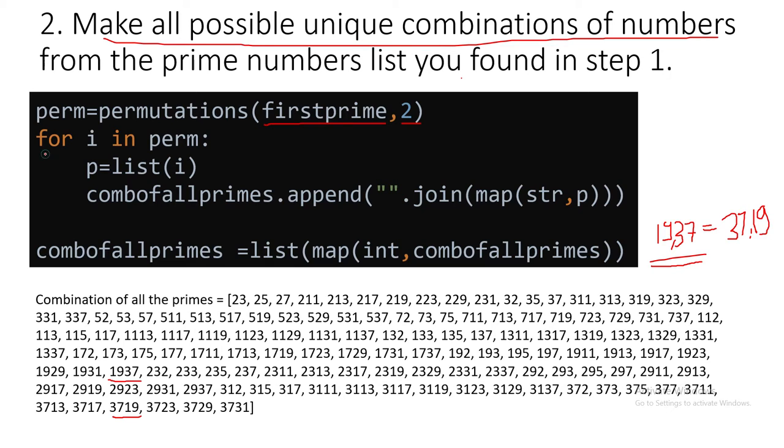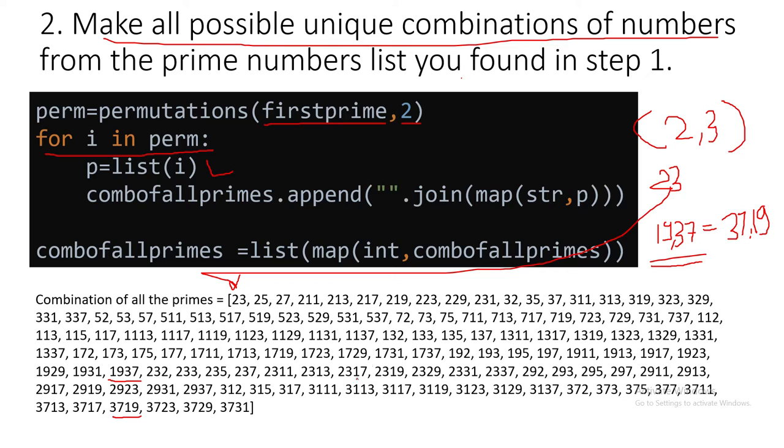Okay, so the permutation returns us tuples in here. So we have converted into list and then joined. Okay, so in tuple, if we have got 2 comma 3, we have converted this into list. Okay, and then joined 2 and 3. Okay, so we have got 23 in here.